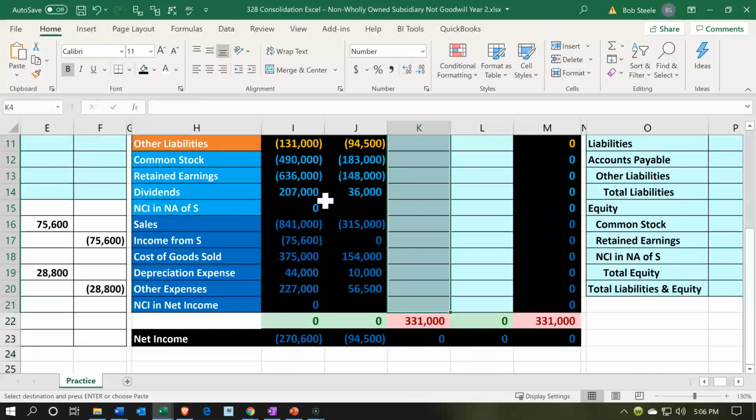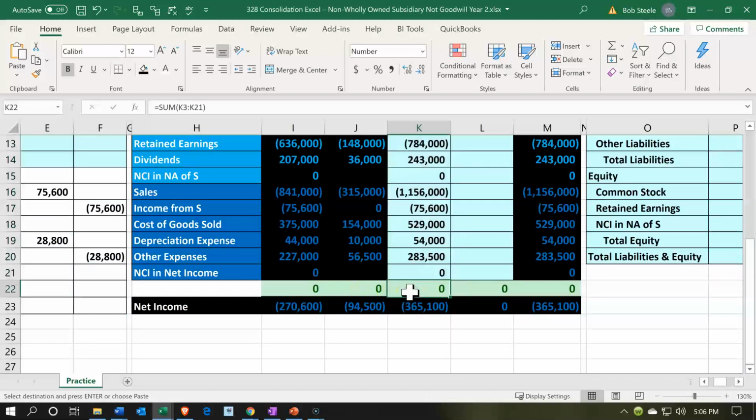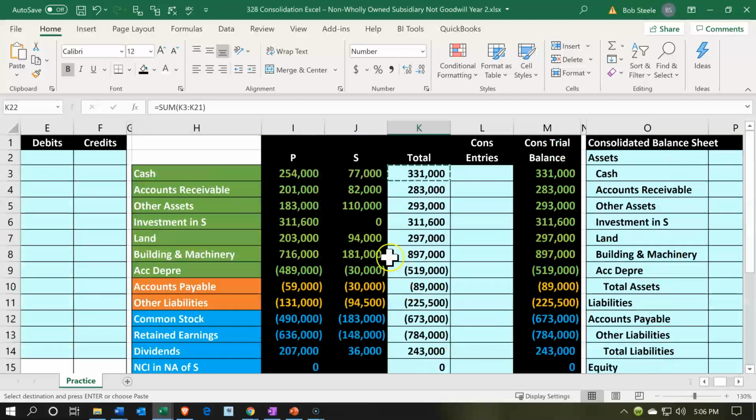Then we should end up with something that's going to be in balance, changing that red number to a green number. So here's our consolidated numbers at this point in time. Then we need to be doing our elimination entries. So we're going to do the elimination entries, very similar to the last problem we did, except now we're not talking about the end of the first year, but the end of the second year at this point in time.